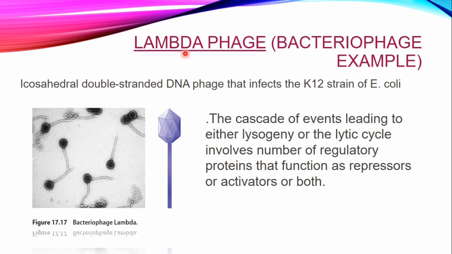Now the lambda phage, which is an example of a bacteriophage. It is an icosahedral double-stranded DNA phage that infects the K12 strain of E. coli. Here is shown the bacteriophage lambda. The cascade of events leading to either lysogeny or the lytic cycle involves a number of regulatory proteins that function as repressors or activators or both.